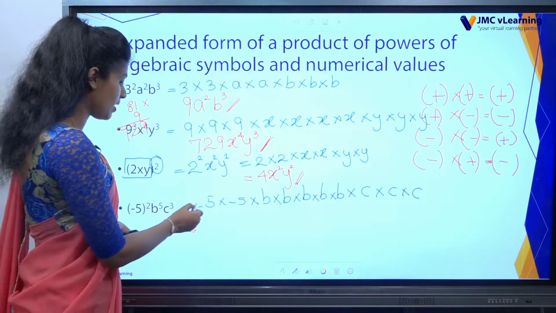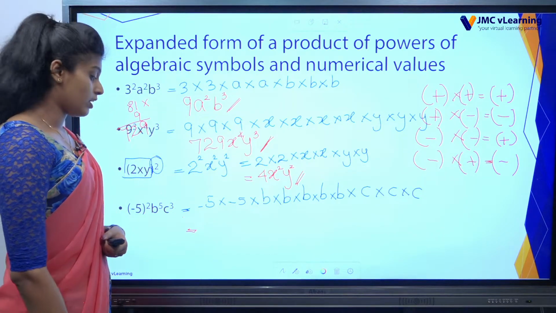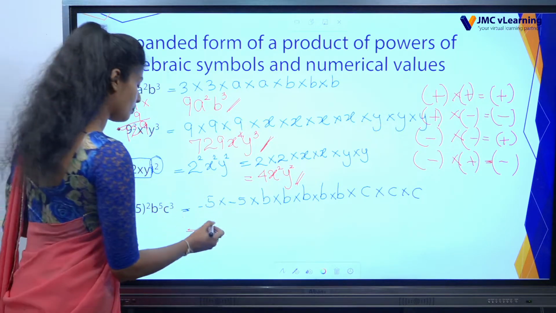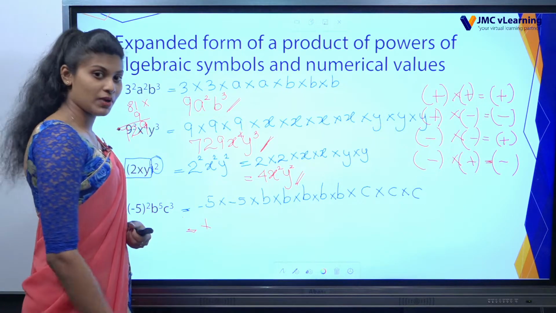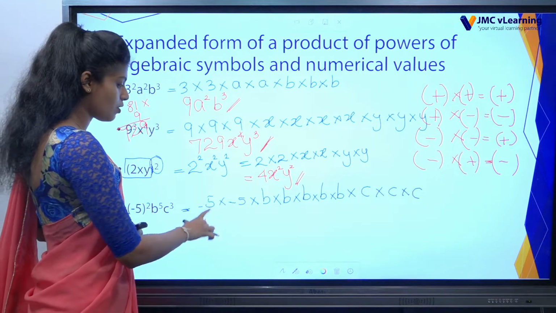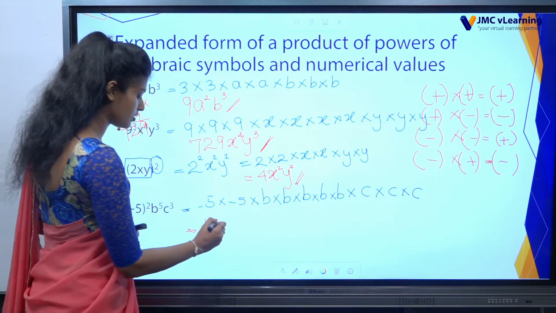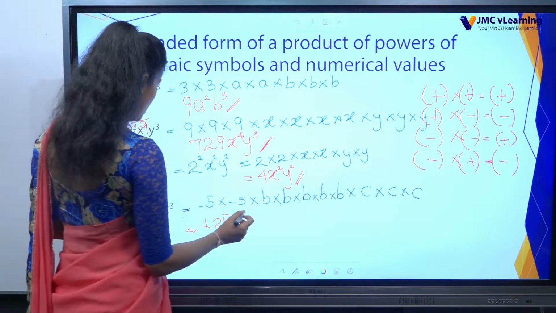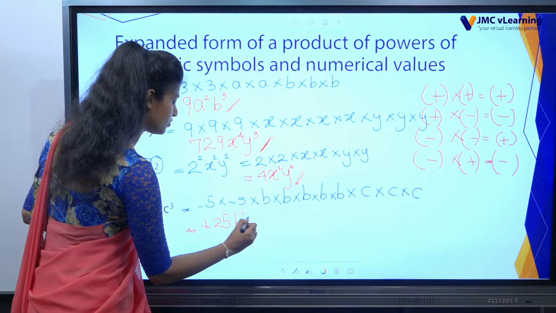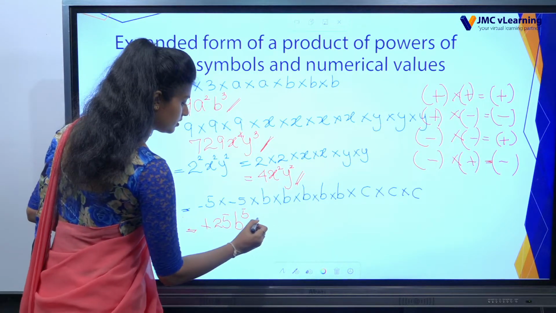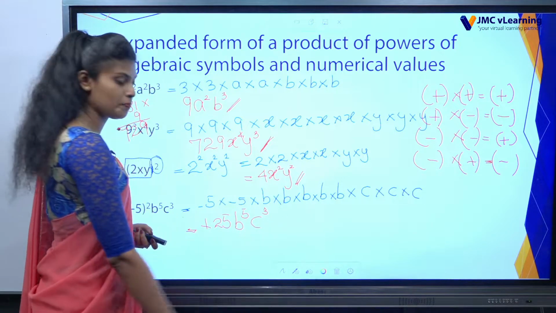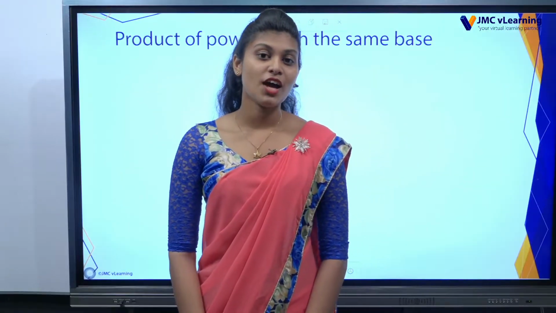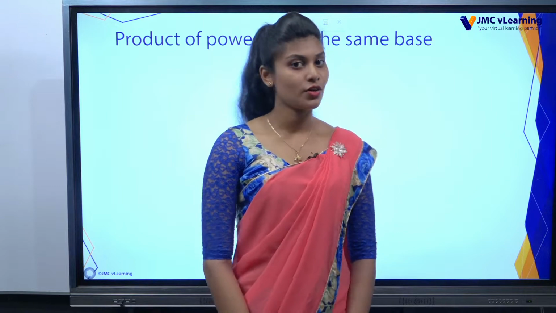Then here minus 5 and minus 5, equal signs, minus minus, then the answer should be plus. Let's multiply the numerical values. 5 into 5, answer is 25. Then b, how many b's are there? 5. b to the power 5, c 3 times, c to the power 3. These are the values. Now let's move to the next part of this lesson.